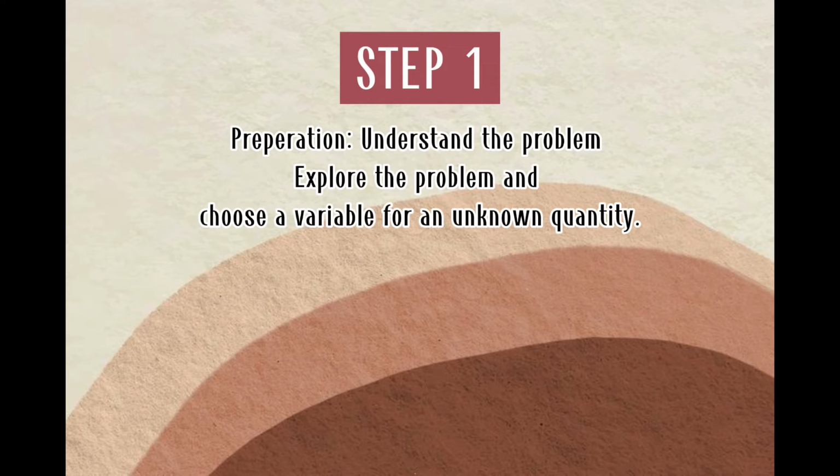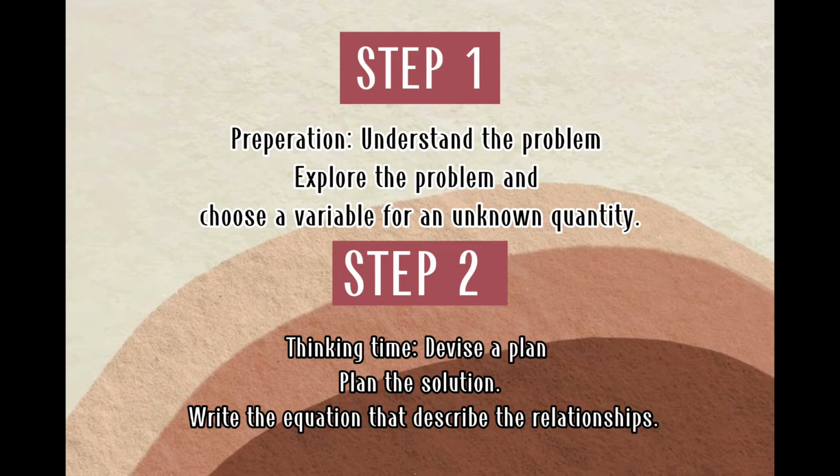First, basahin daw natin ng mabuti ang problem at intindihin. And then, alamin natin kung anong hinahanap sa word problem. Step 2. Thinking time. Devise a plan. Plan the solution. Write the equation that describes the relationship. Kailangan nating alamin kung anong makakatulong para masolve ang problem.